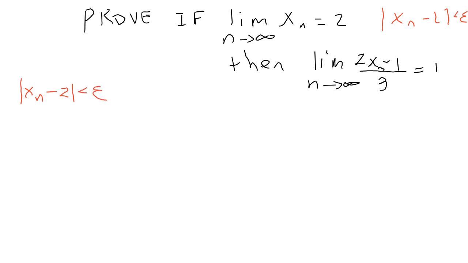Where were we told that? Can anybody tell me how I know that? How do we know that x sub n minus 2 is less than epsilon? Absolute value. Anybody? Nobody? I cannot give away the answer right before I started. I feel bad.